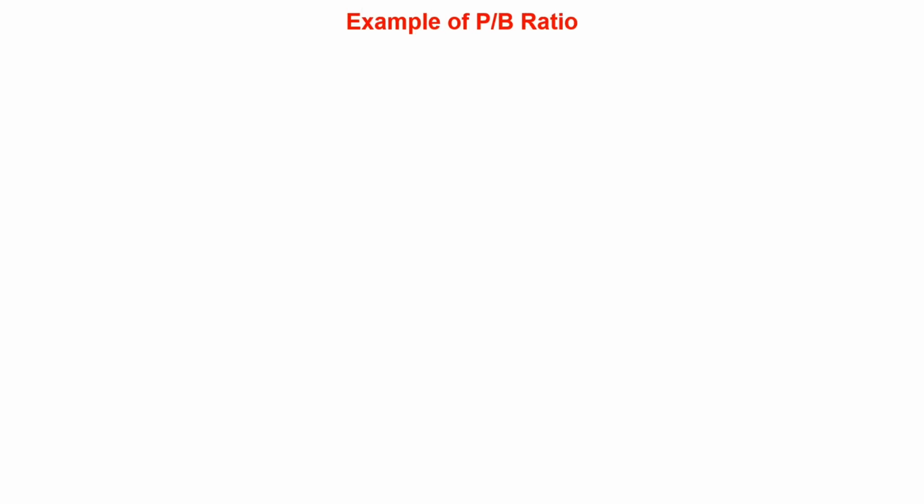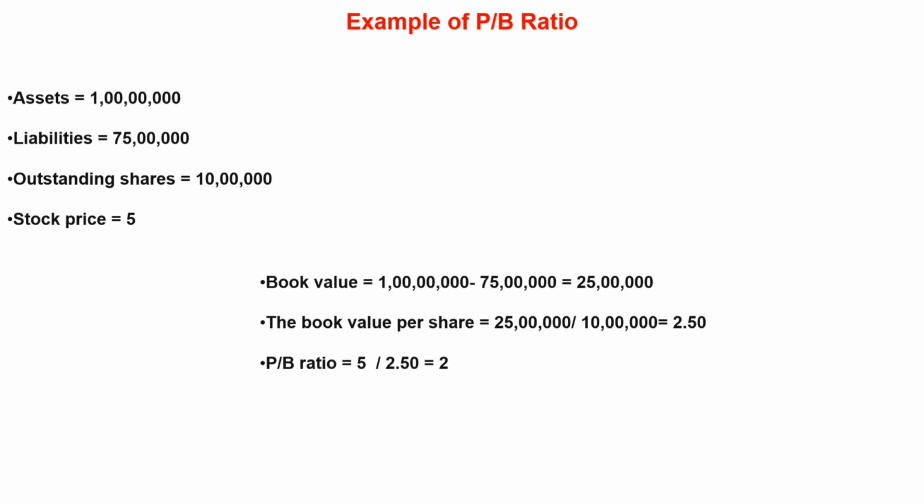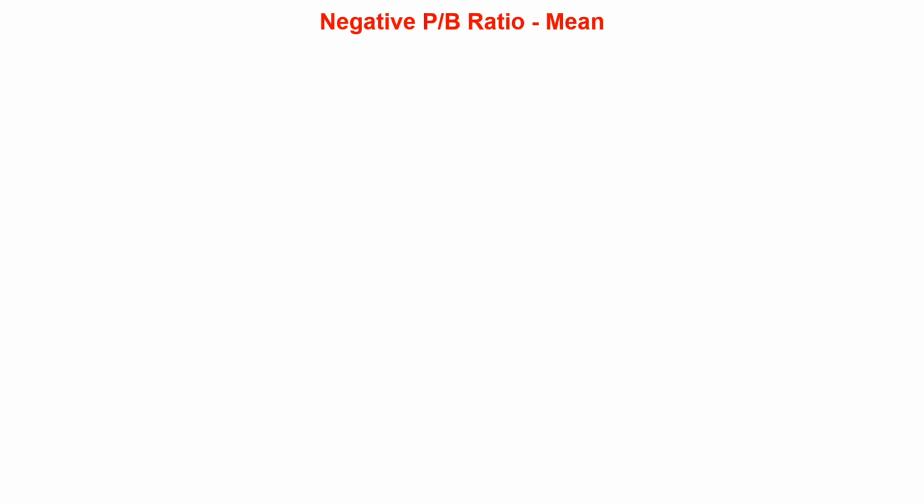Now we will see one example of PB ratio. Suppose a company has assets of 1 crore, liabilities, which might be short term or long term, of 75 lakhs, outstanding shares are 10 lakhs, and stock price is 5. Then the book value of the company, the asset value of the company, is 25 lakhs. Then book value per share is calculated by this formula, which is 2.50, and the PB ratio is 2. It means the stock price is 2 times higher than the actual company asset value.